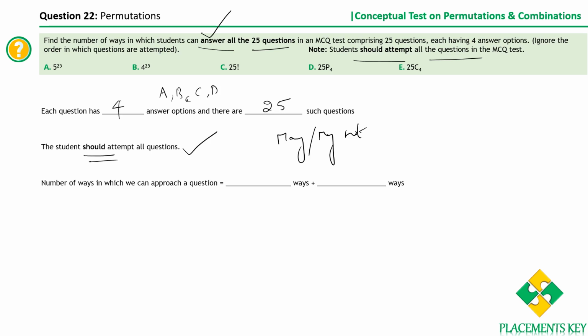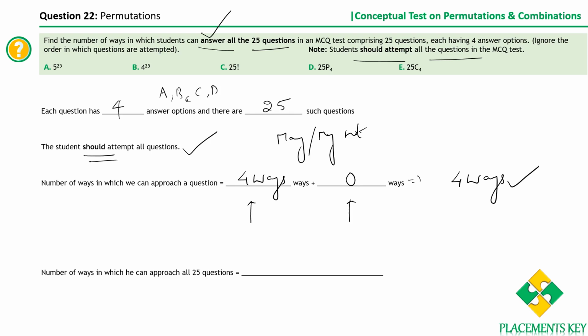So the number of ways in which he can approach a question: if he attempts a question, it is 4 ways. Now do we have an option where he cannot attempt? No, right? Because he has to attempt. Therefore it is 0. So he can approach a question in only 4 ways. The number of ways in which he can approach all 25 questions: the first question in 4 ways, the second question in 4 ways, the third question in 4 ways, and so on till 25 questions. So what is the answer? By the fundamental principle of counting, the answer is 4 power 25.